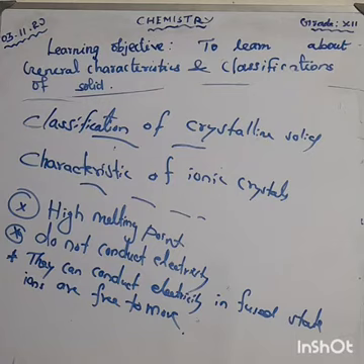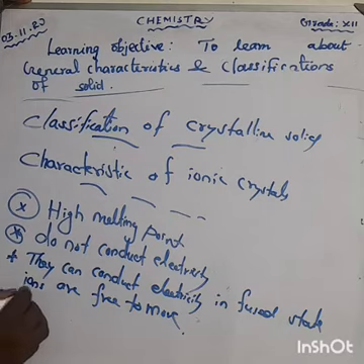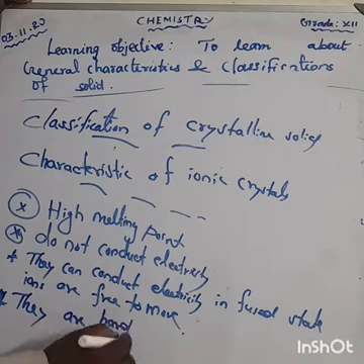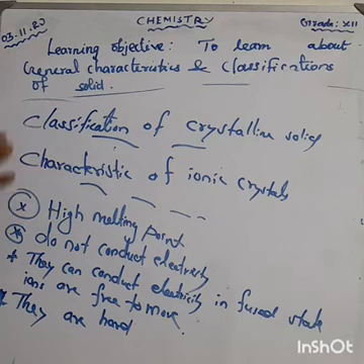Okay? They are hard, and only strong external force can change the relative position of ions. The characteristics: they are hard. Okay, these are the important points. At least you should learn 3 points for the 3 mark question. Okay, 3 points is enough. Anyhow, what is about the first point? Ionic solid have high melting point. This is the first point.